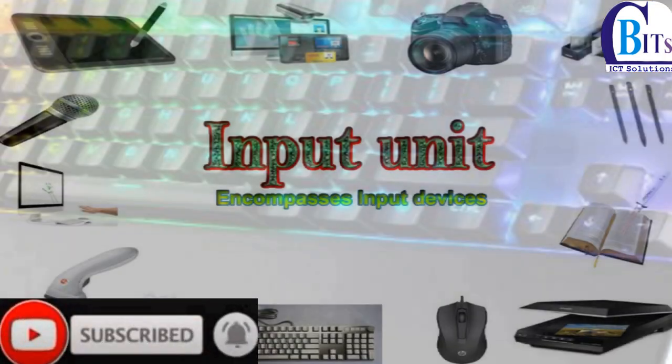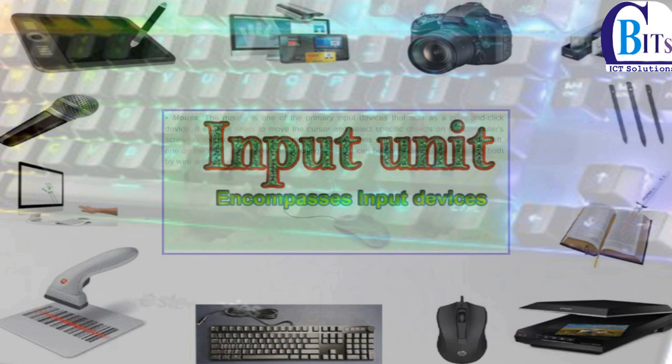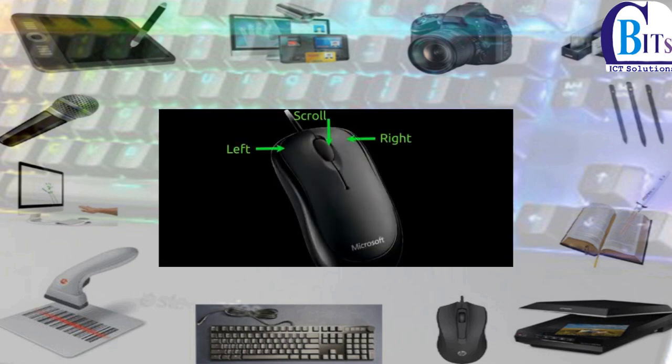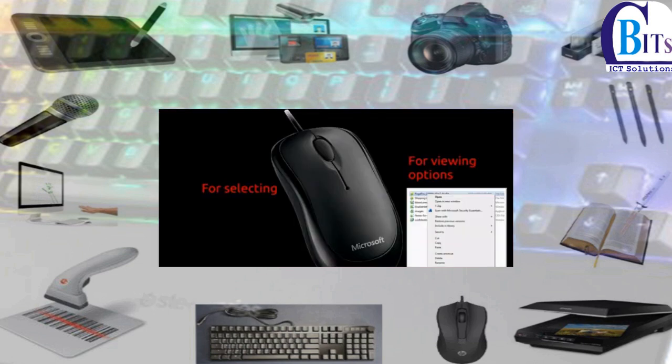So we began and explained these peripherals or external devices with mouse. The mouse is one of the primary input devices that act as a point-and-click device. It enables user to move the cursor and select specific objects on the computer's monitors, and it can be connected to the computer both by wire and wireless.